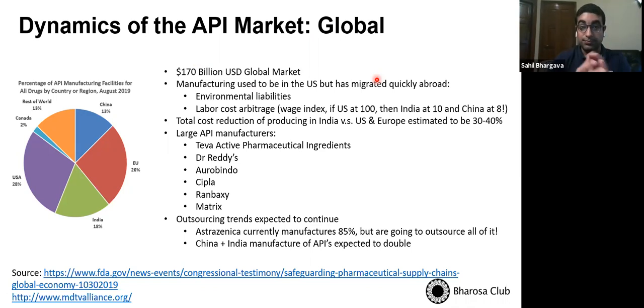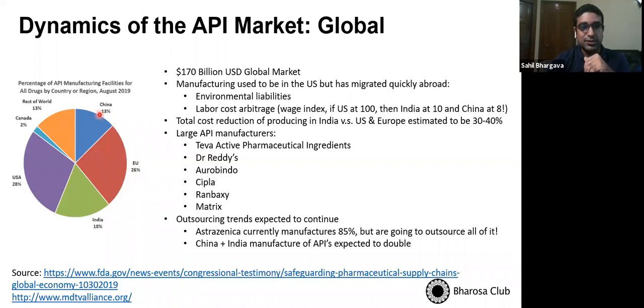So I learned a few things. One, it's a big market. It's a $170 billion global market. And while manufacturing has been moving quickly abroad, there is still a very sizable chunk of the market that's still being produced in high cost regions. So if we look at USA, 28% of the manufacturing facilities of APIs are still sitting in the US. 26% of them are still sitting in the EU. These are very high cost jurisdictions for manufacturing. This is actually a very good thing as we think about the API market for prospects for India and China, because there's still a lot of manufacturing that could potentially move from these high cost geographies to lower cost geographies.